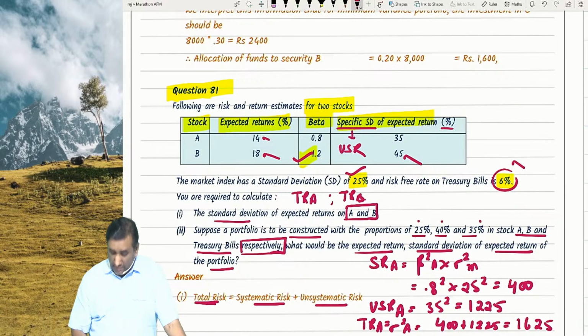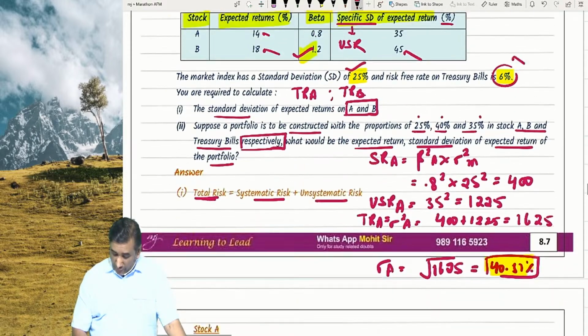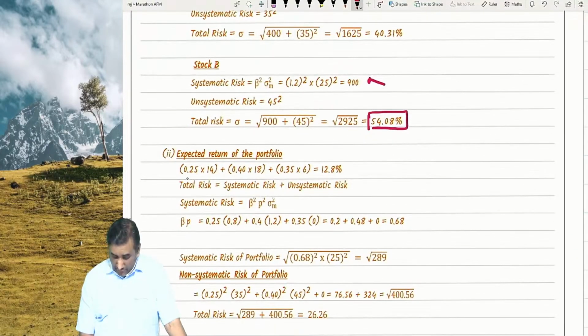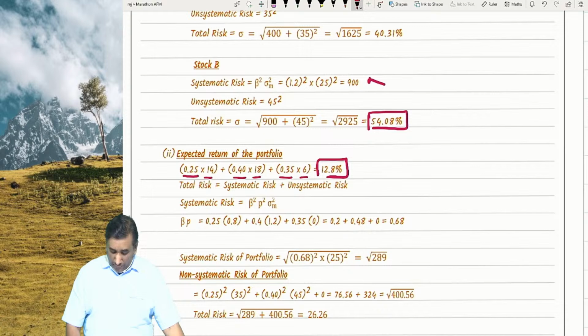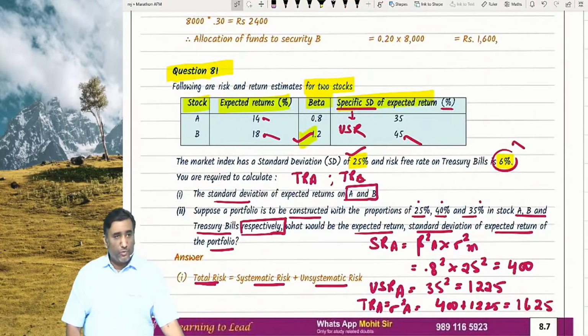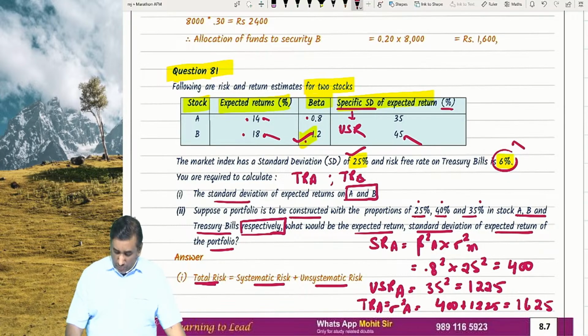Weights are 25, 40 and 35. So I have 25 weight on 14, that's A. 40 into 18 is B. 35 into 6 is C. That gives this. And since we have to find the systematic risk of the portfolio, let's find the beta of the portfolio. When you're writing the beta of a portfolio, be careful please. Risk-free is also there, but risk-free has what here? 0. Since risk-free has 0, it will be 0.8 into 0.25 plus 1.2 into 0.4 plus 0 into whatever the weight comes out. Portfolio beta, how much do we get?